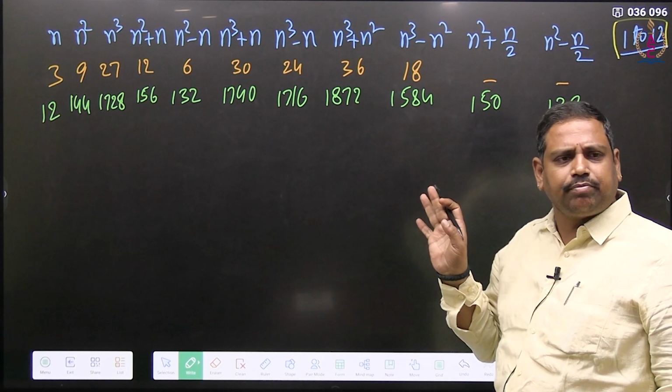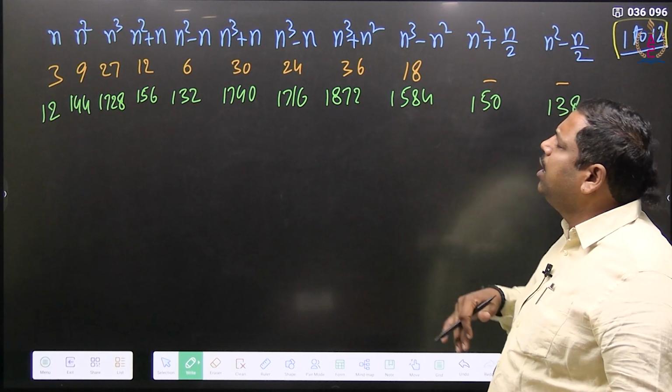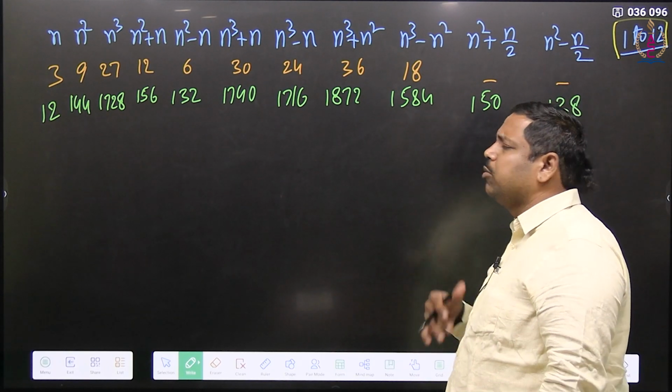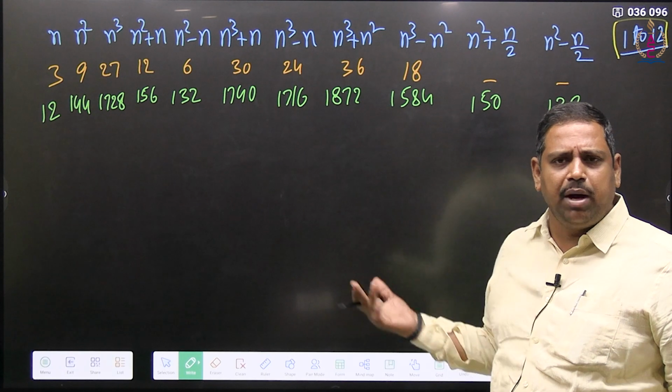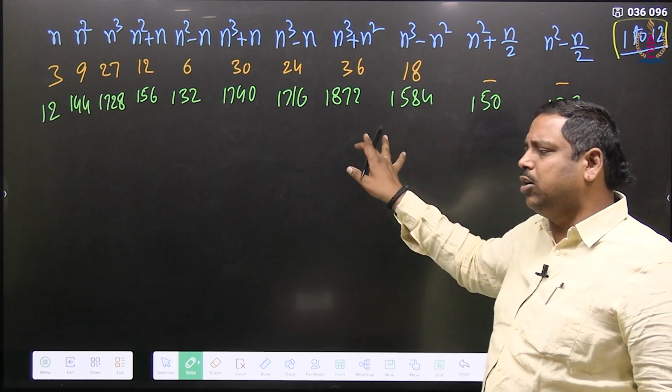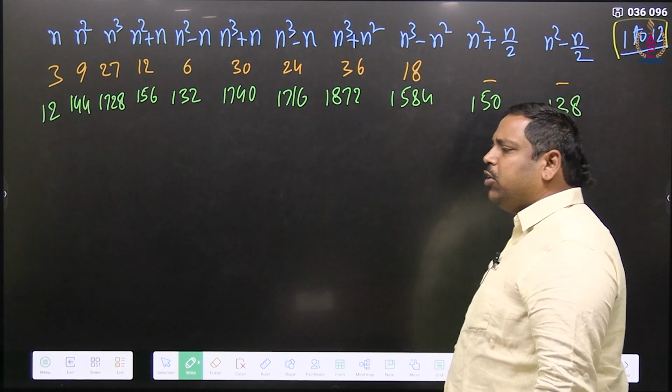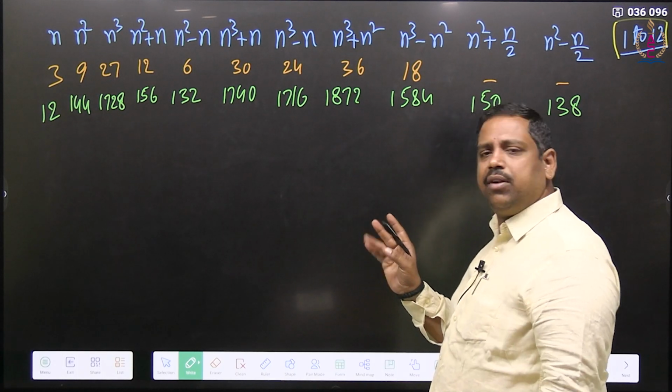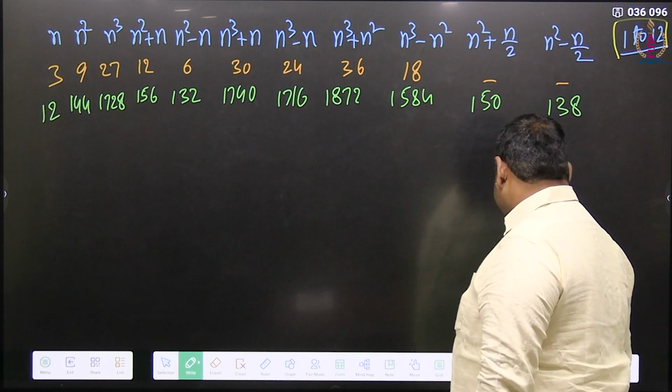Don't learn by heart. By heart means you have to write 3 cube plus 3 is 30, 3 cube plus 3 is 30, 3 cube plus 3 is 30, right? Yes or no? In your childhood you learned by heart like that only, right? So that is not required, just glance it. If you glance twice a day for a week, then you will realize some things.